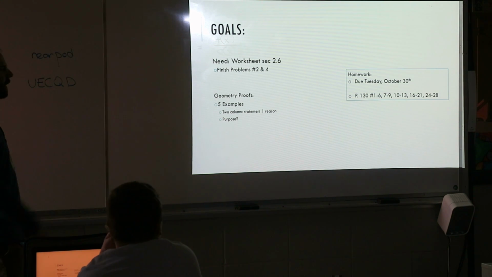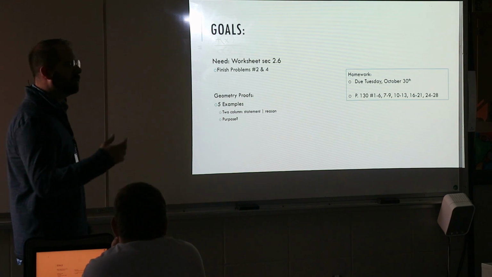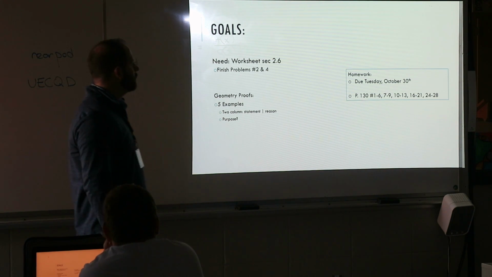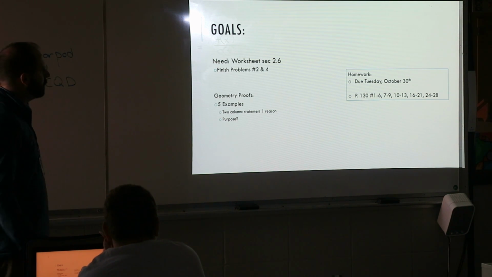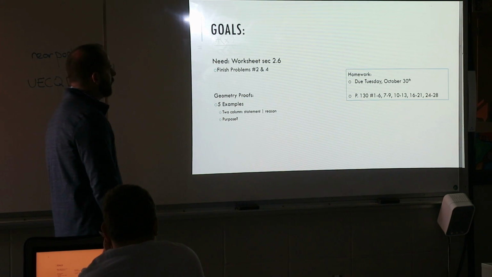2.5 is putting a line on a plane, 2.6 is two lines crossing, 2.7 is two planes crossing. So it's pretty easy. I think it's easy once you just think about it in terms of which postulate you should be using. So that's kind of the idea.